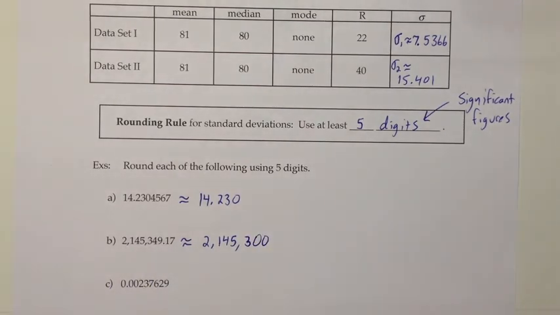And I would consider that number to be 5 significant figures: 1, 2, 3, 4, 5. So when we have zeros at the end of a large number that are serving as placeholders until we get to the decimal place, those do not count in our list of significant figures.